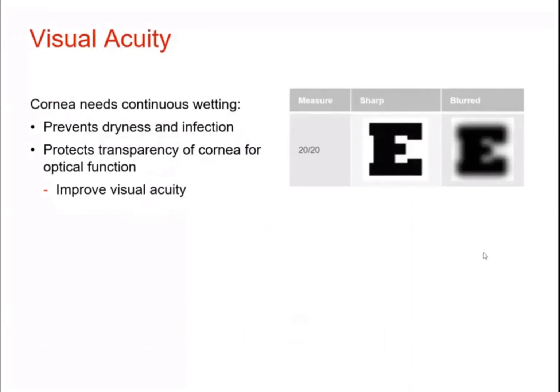Okay, now visual acuity would also be affected by the dryness of the eye. So if the visual acuity is affected by dryness, then it needs to be continuously lubricated to improve the visual acuity. And if the visual acuity is fluctuating a lot, that's also a clear sign of dry eyes, that the patient may have some problem related to dry eye.